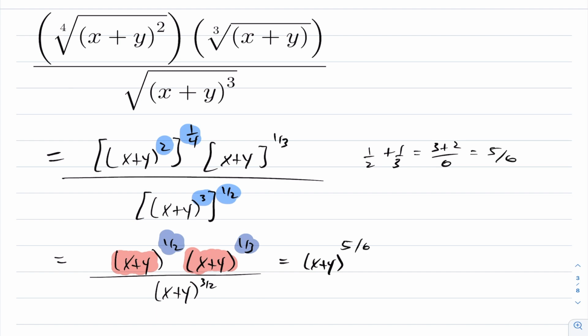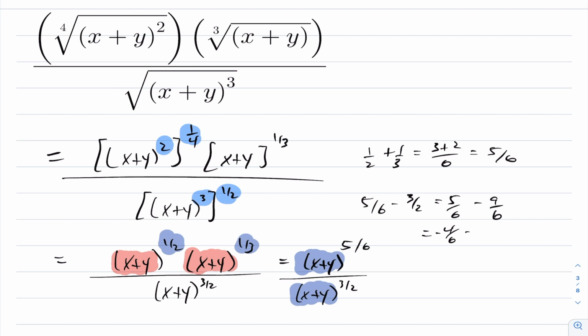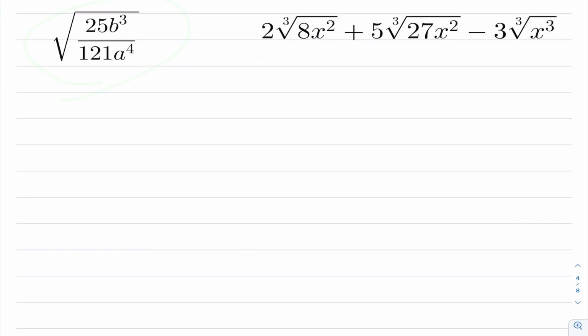So this becomes to the power of 5 over 6, and on the bottom it's x plus y to the 3/2. Now we are dividing with the same base, you'll see here, so I want to subtract the exponents. So now we're going to take 5 over 6 minus 3 over 2, which is 5 over 6 minus 9 over 6. Again, just multiplying top and bottom by 3, giving us 4 over 6, or equivalently minus 2/3. So this will end up being x plus y to the exponent of minus 2/3. And we have our simplified answer. So in the next examples here, same idea, we want to reduce this down.